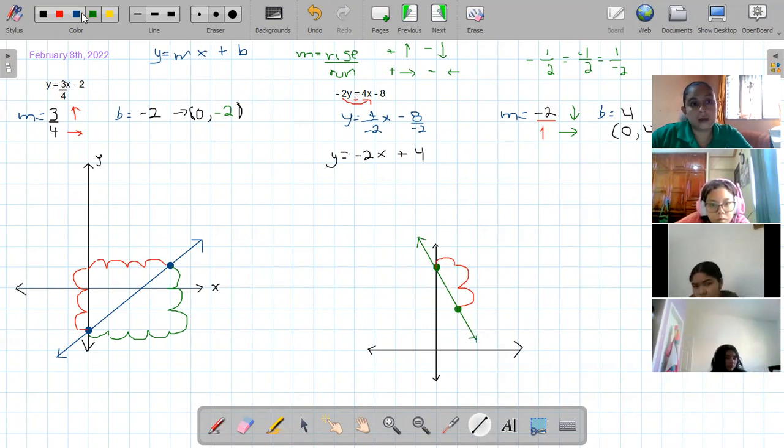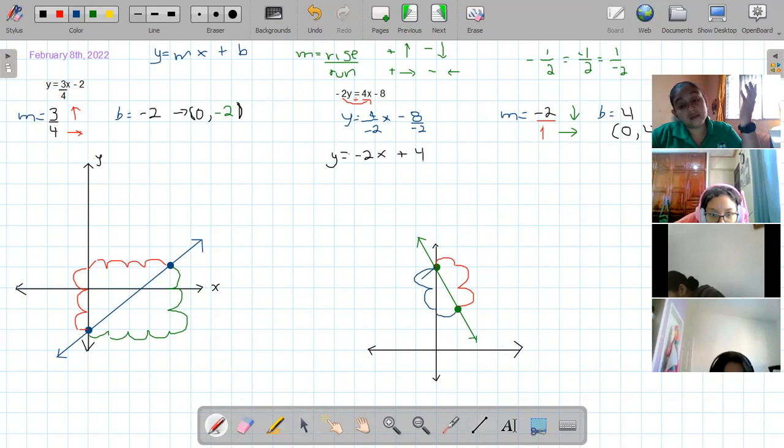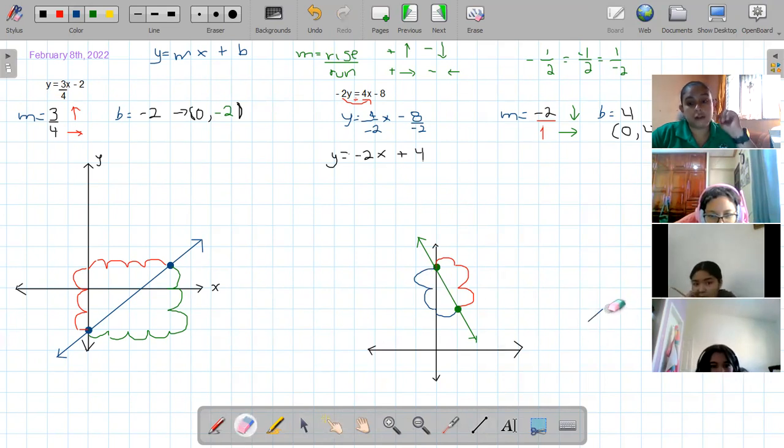And that's it. Now, if you want to do it the other way around, that's fine as well. -2, the rise, so I go down 1, 2, and the run is 1 to the right. And you see, it doesn't matter how you do it, because at the end, you're going to have exactly the same point. Do you have any questions? Easy peasy breezy lemon squeezy, right?